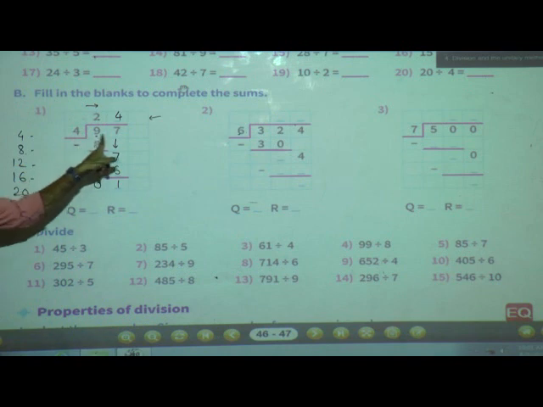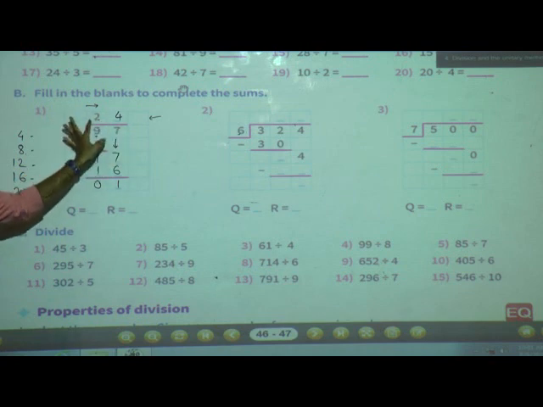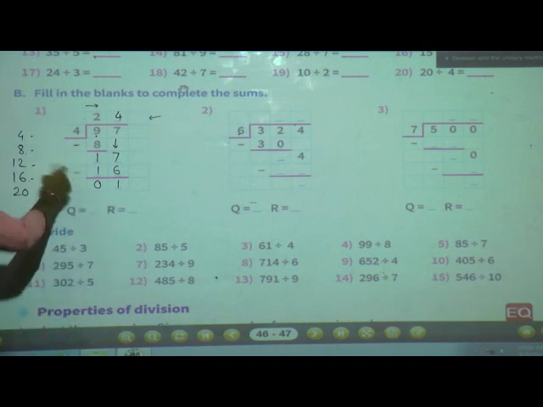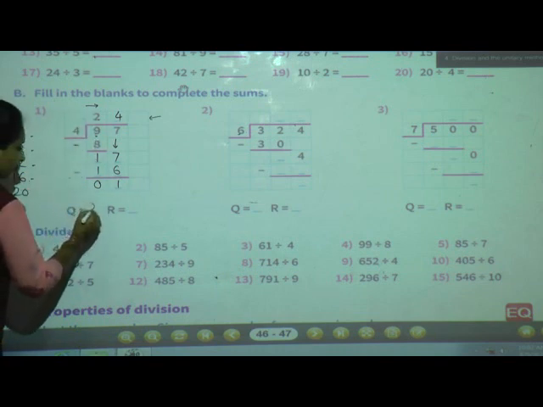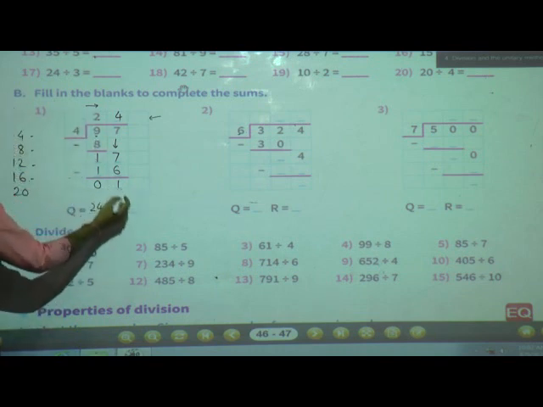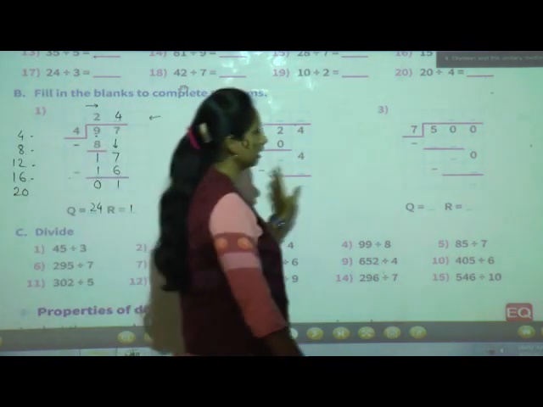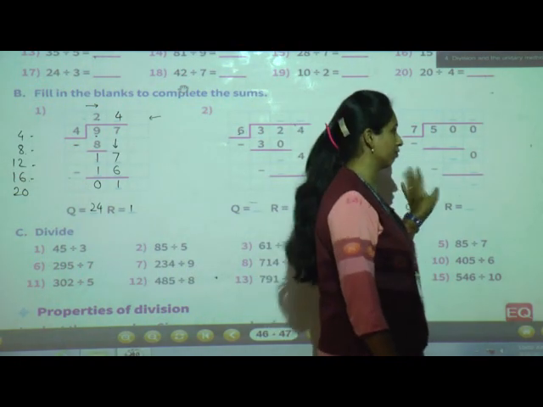So this 97 is what? Dividend. This 4 is what? Divisor. And the answer we got on the top, that is what? Quotient. And whatever is remaining, that is what? Remainder. Now tell me what is the quotient in this question? 24. And what is the remainder? 1. Got it? Yes? Now the second one you will solve on your own. Now the third one I will solve for you.